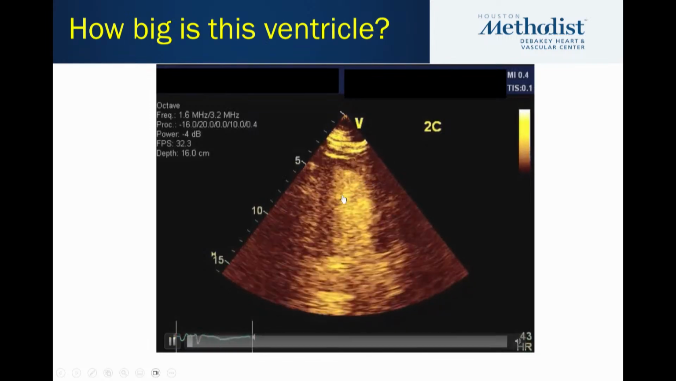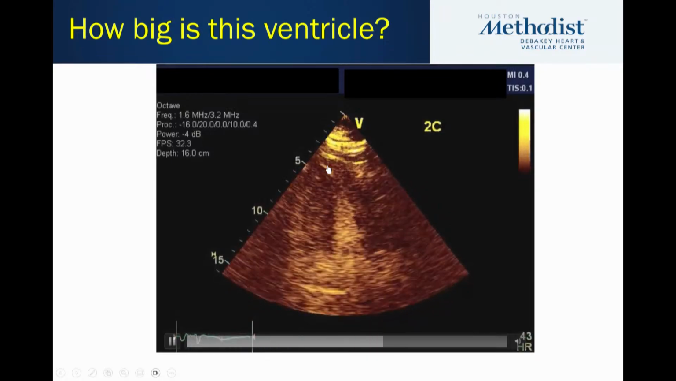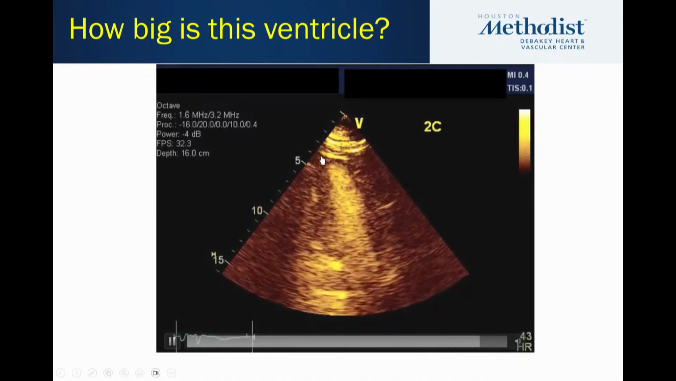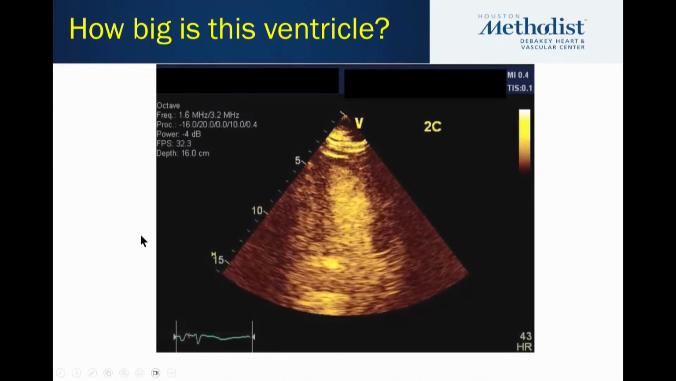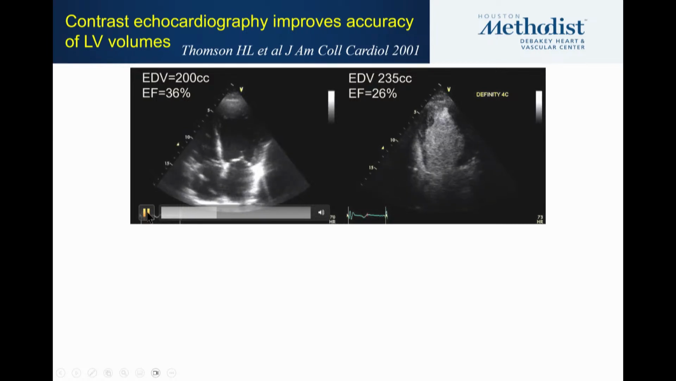You can appreciate that there is distal obstruction, with perhaps even a tiny little apex that may not be moving that well. So, contrast really has helped a lot. This is not a bad image. In fact, this image allows you to stop, do some tracing, do some quantitation, and when that was done, the end diastolic volume was 200, EF was 36% in a patient with a cardiomyopathy.